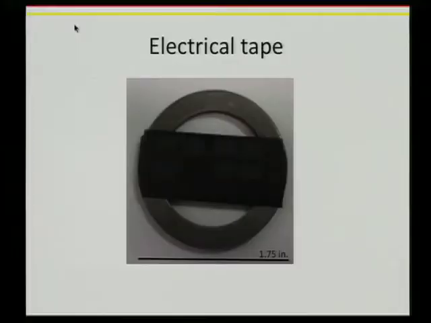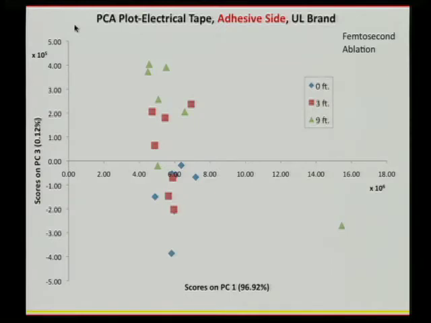So we looked at electrical tape, and I'm going to fly through this because now that you know how to read these charts, it'll go a lot faster. Here is our PCA plot for the homogeneity study. Again, note that we don't have any distinguished groups. There are no groupings. They're all pretty mixed. So we can say that the electrical tape in this case is homogeneous.